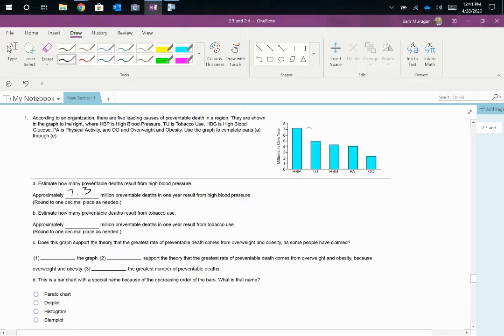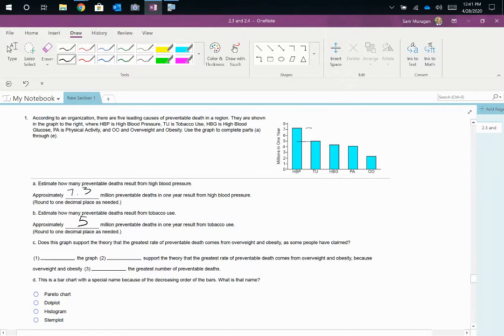If you come within 0.1 decimal of the answer, you will get the answer correct. They know that you're not going to be exactly on the number. How many preventable deaths occur from tobacco use? Be about 5. I'm going to go with 5 on that.